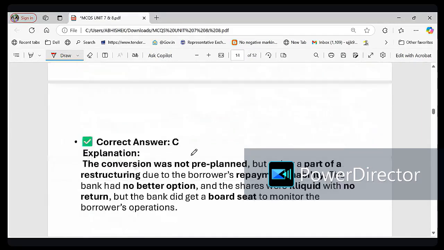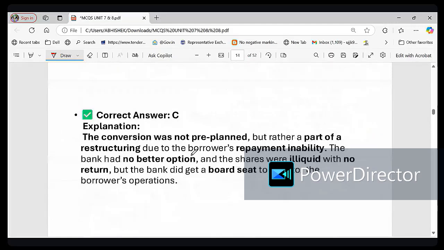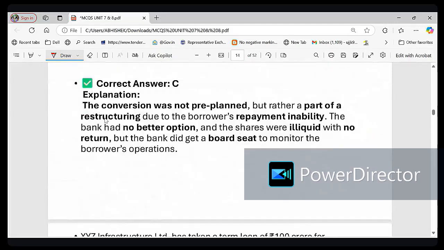So what we learned from this question is that loan to equity conversion is a restructuring tool. Remember, it is a restructuring tool, not a profit making strategy. Banks use this tool when the borrower can't repay. It gives some kind of control, but also exposes them to market risk.